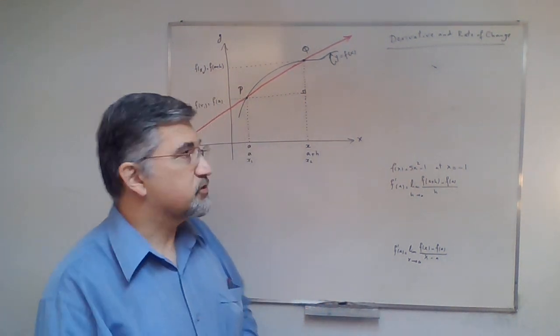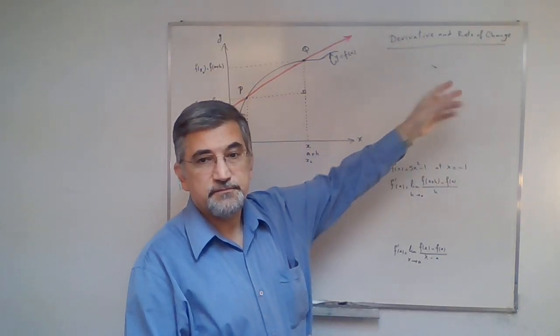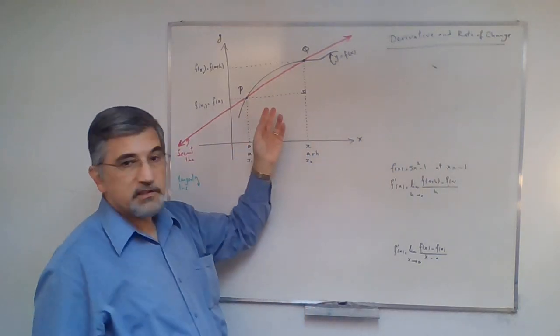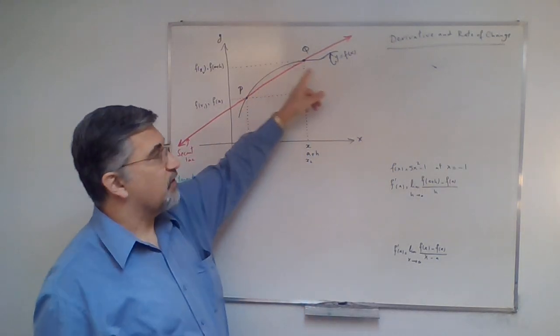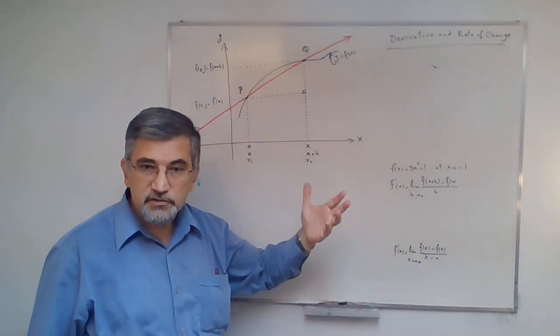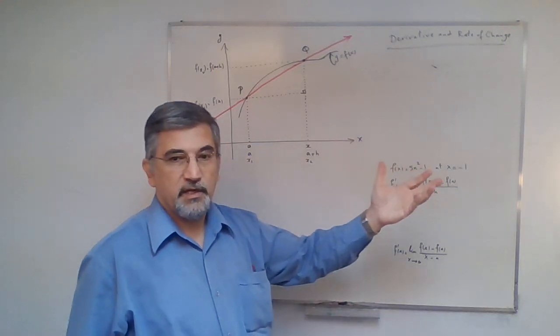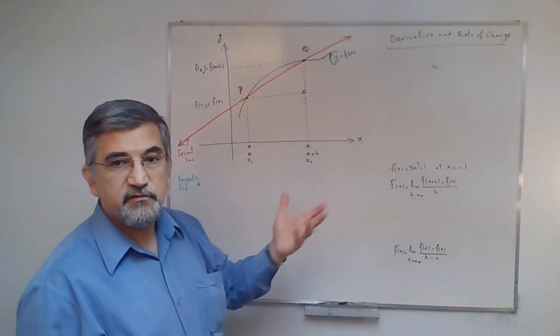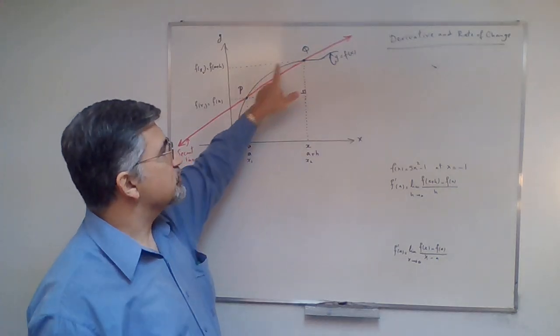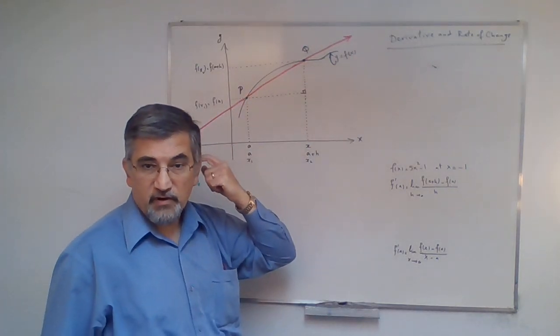In this lecture, the topic is the derivative and rate of change. So let us consider the graph of a function y equals f of x. It could be any kind of function, cubic function, quadratic parabola, or an exponential function, whatever function, it doesn't matter. We have some part of it, and we have 2 points on this graph of the function.